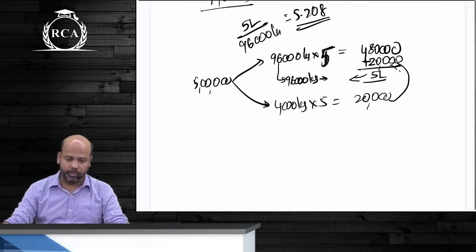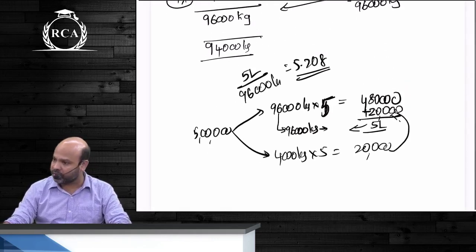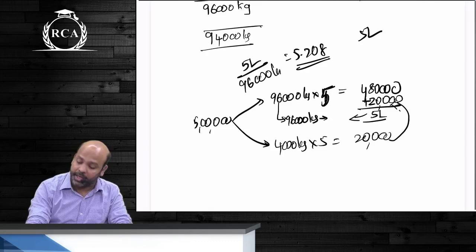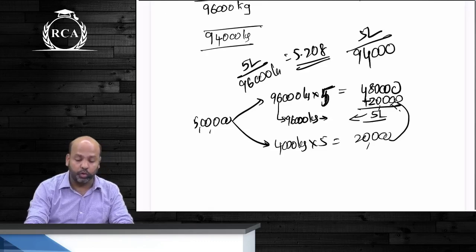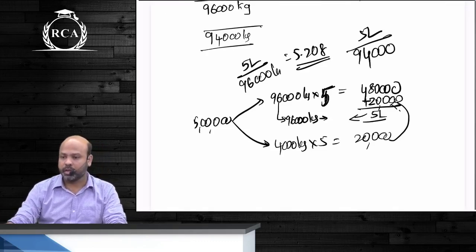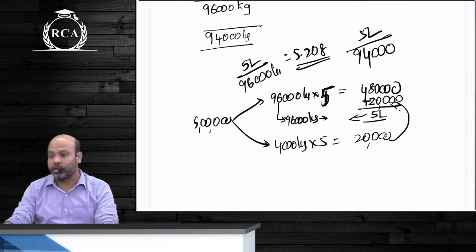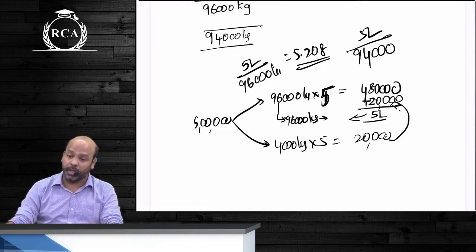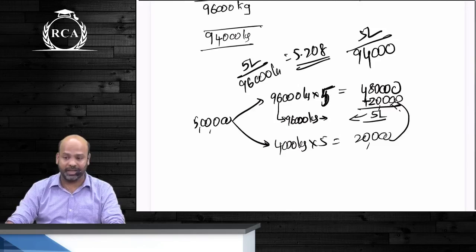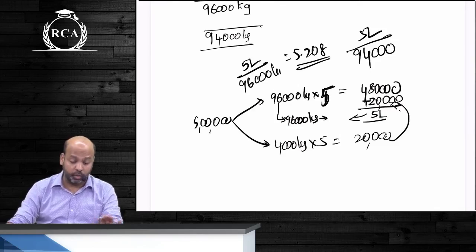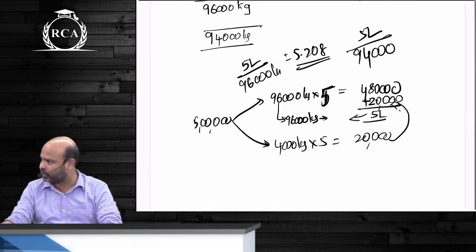Cost of raw material on a per unit basis. But sir, don't we have an abnormal loss of 2,000 kgs? Can you divide 5 lakhs by 94,000? If you do that, what is happening? That abnormal loss is also getting adjusted to the cost of the remaining good units, which is incorrect. You cannot do that. You cannot include abnormalities in the cost of inventories.